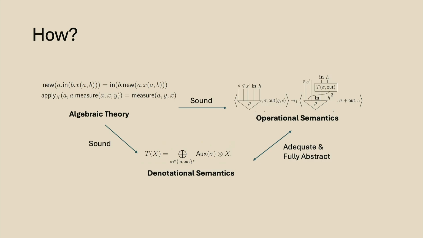And how we're going to do this is by following a roadmap that's a very classical thing to do in programming languages, following the algebraic effects literature. So we'll consider three types of semantics: algebraic theories, operational semantics, and denotational semantics, and try to relate them. And ideally get loads of insights when we do so.